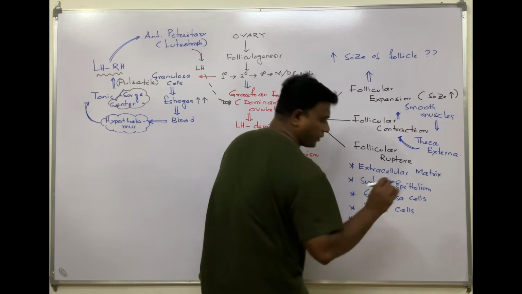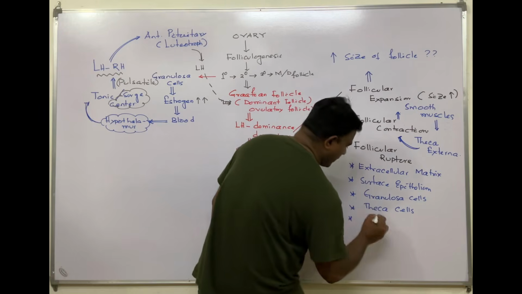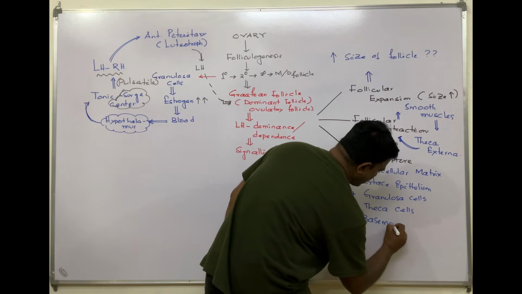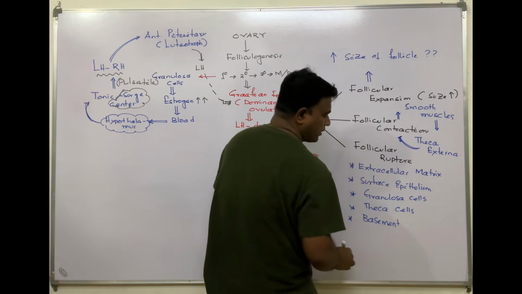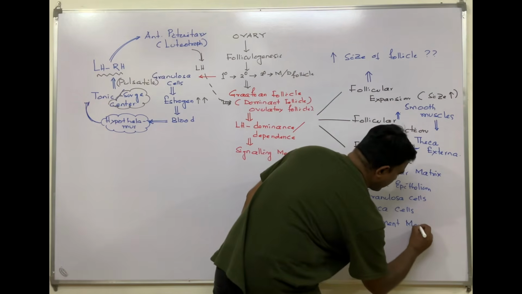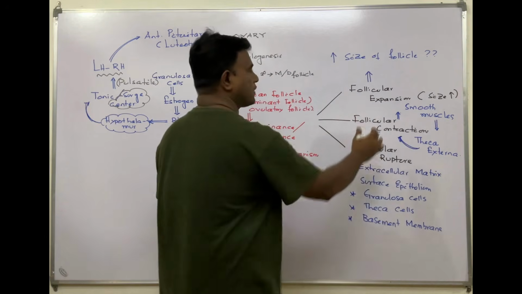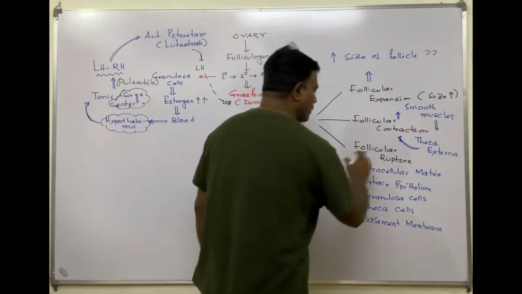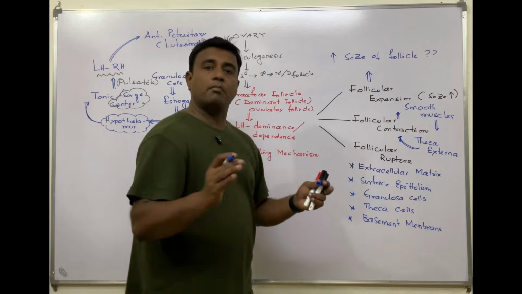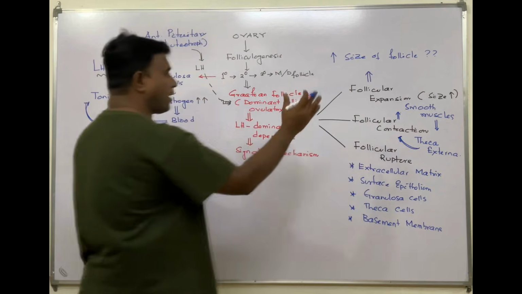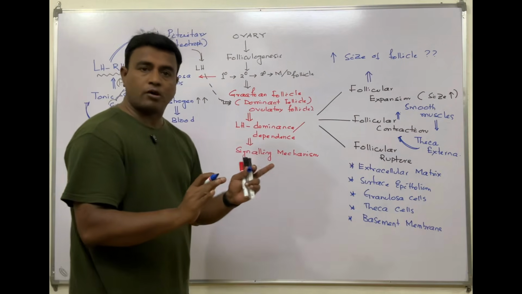And the most important, that is the basement membrane which is distinguishing the theca and the granulosa cells, that is also going to rupture. So here three components are being involved, and we will discuss in detail in my master lecture how these mechanisms occur. As this is a foundation one, it completes the process.